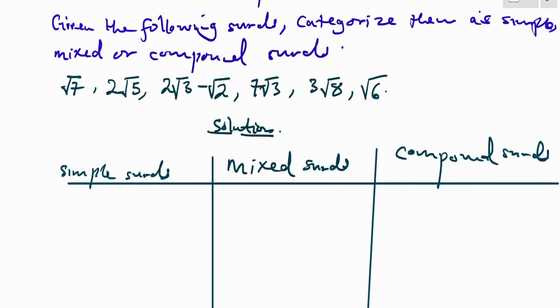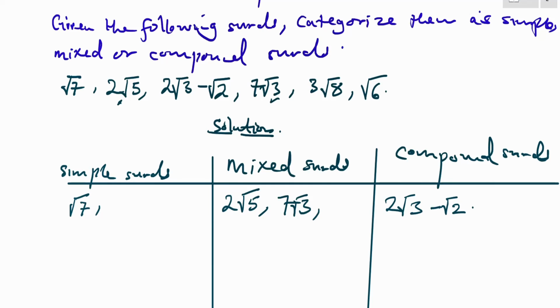So this one is a simple surd, the square root of 7. This is a mixed surd, 2 square root 5. This one is a compound surd, which is 2 square root 3 minus square root 2. This one is a mixed surd, which is 7 square root 3. Then this one is also a mixed surd, 3 square root 8.